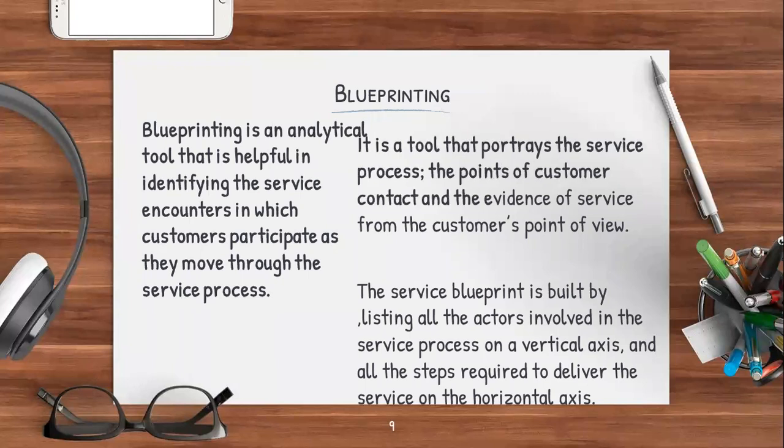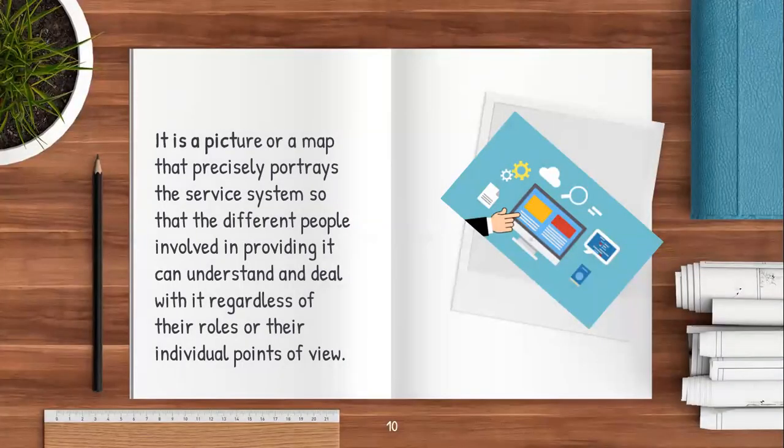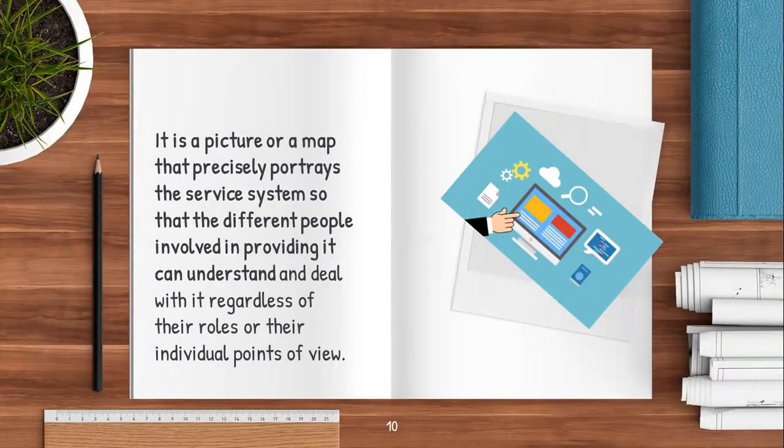It is a tool that portrays the service process, the point of customer contact, and the evidence of service from the customer's point of view. Now, the service blueprint is built by listing all the actors involved in the service process on a vertical axis and all the steps required to deliver the service on the other axis. It is a picture or a map that precisely portrays the service system so that different people involved in providing it can understand and deal with it regardless of their role or their individual point of view.